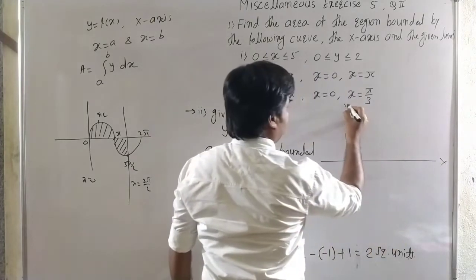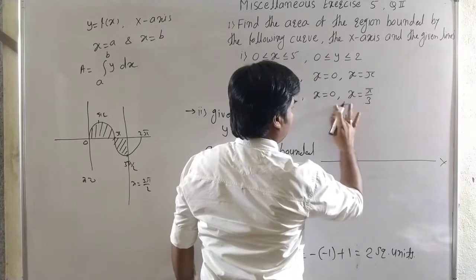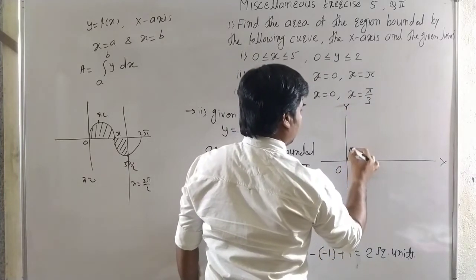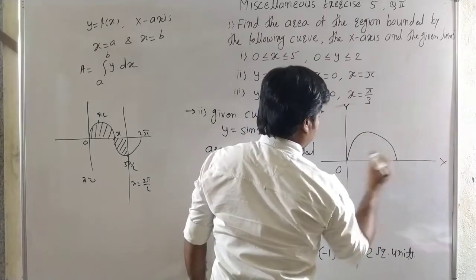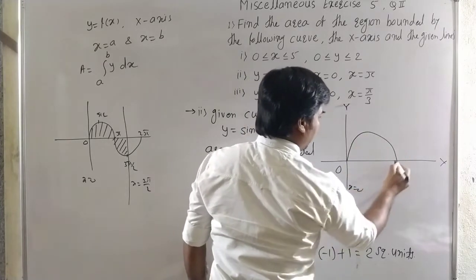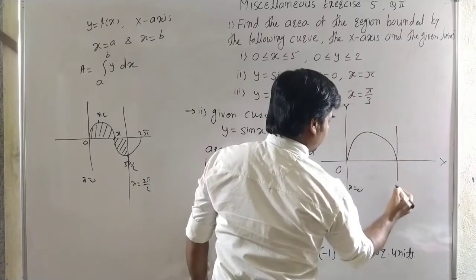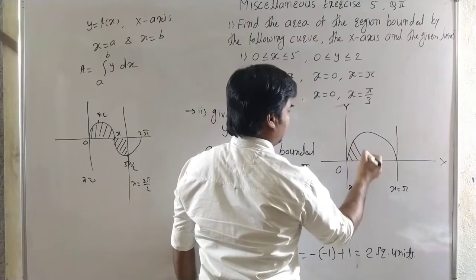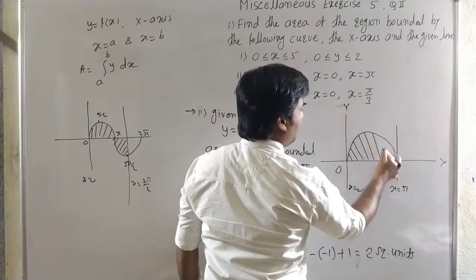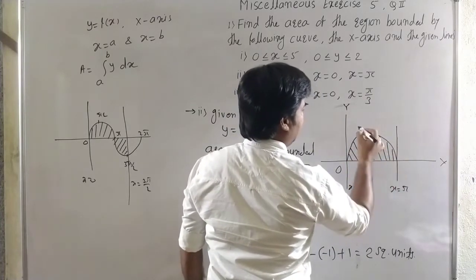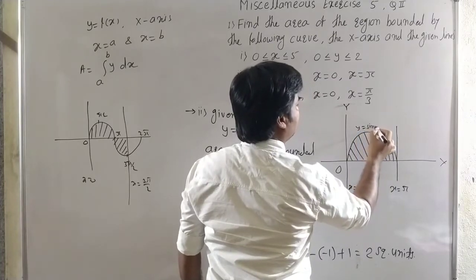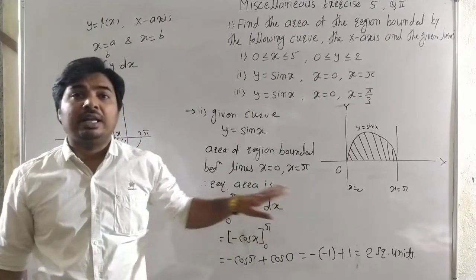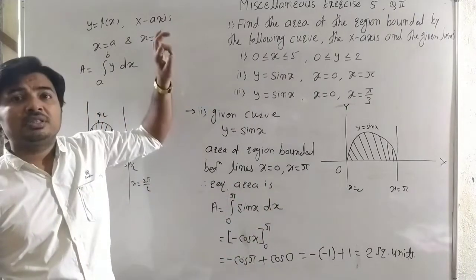So here is a diagram in this form, it is the x-axis, it is the y-axis. Now here it is 0, here it is x equal to 0, and here it is x equal to pi. Now we want to find the area of this region, and it totally lies above the x-axis. It is y equal to sin x, because in between it is 0 to pi. And now it is the required area. And the third example is the same.